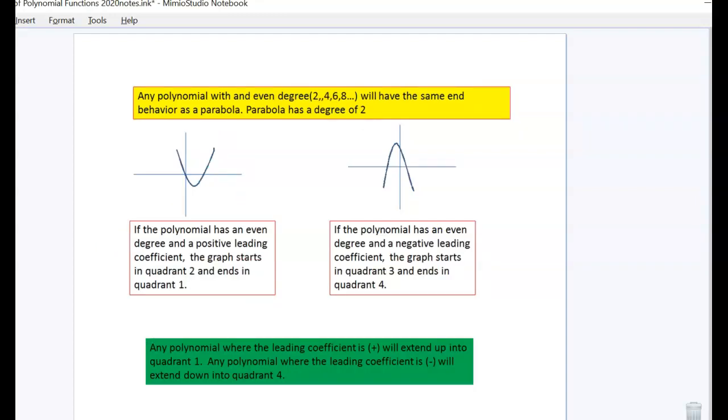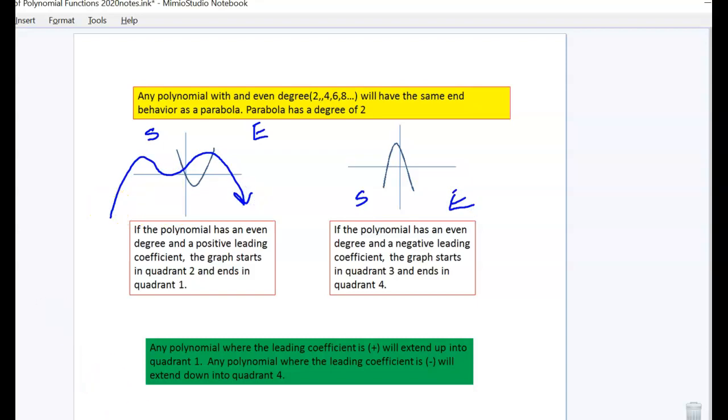An even degree polynomial is one that has the highest power of 2, 4, 6, etc. And they're going to behave and have the same end behavior as a parabola, which is a degree 2. So a positive leading coefficient in an even degree is going to open up. It's going to start in 2 and end in 1. A negative will start in 3 and it will end in 4. Now, obviously, there might be more bumps and squiggles along the way.